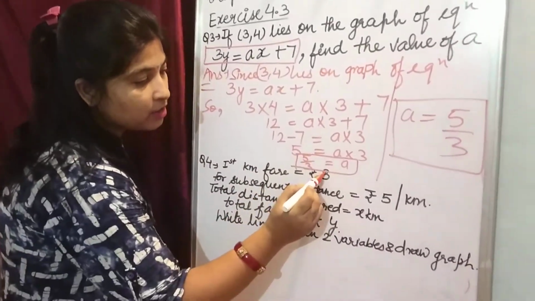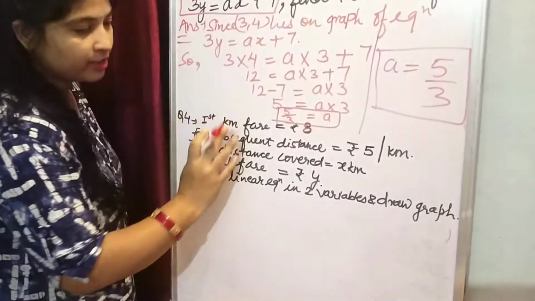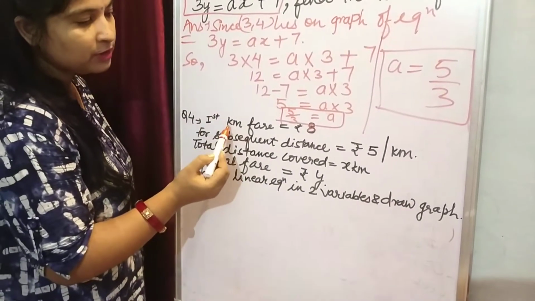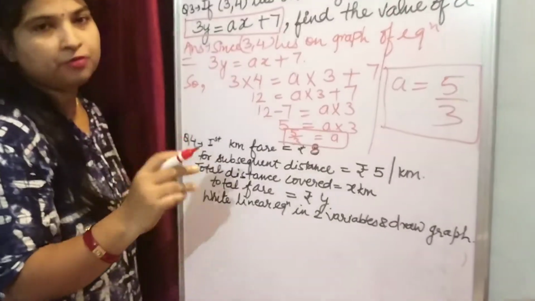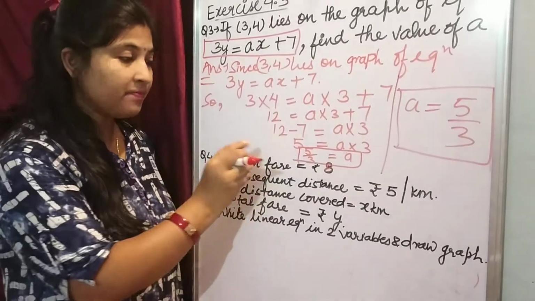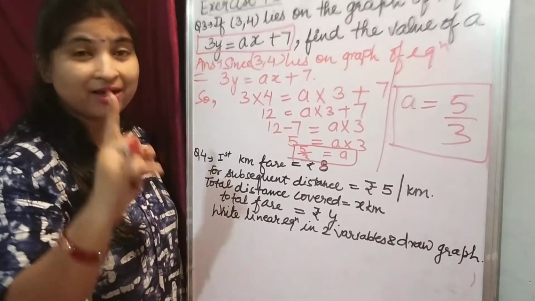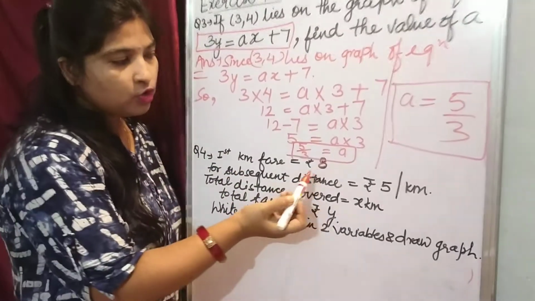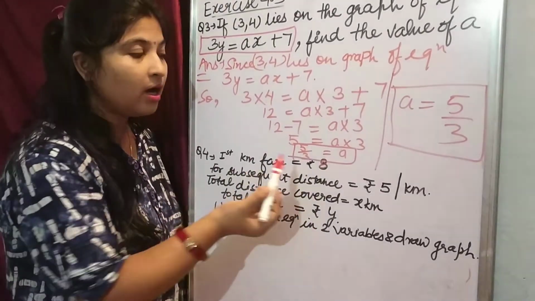What it is saying, you can read from the book also. I have written in the short form the question that for the first kilometer there is a taxi. If you move for the first kilometer, if you sit in a taxi and travel the first kilometer, then how much will the taxi driver charge you? 8 rupees.